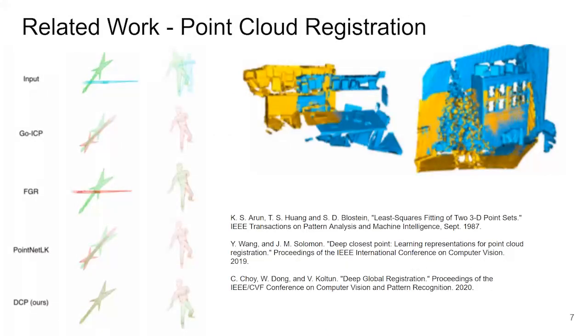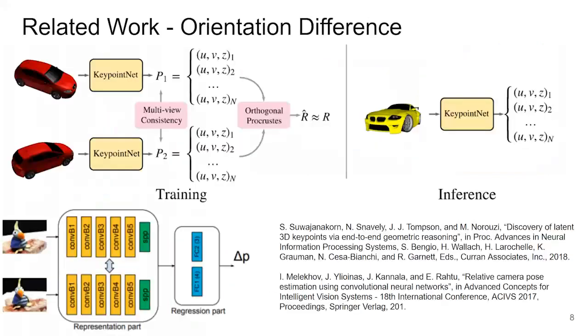Prior works in point cloud registration estimate the rotation and translation between a pair of point clouds, whereas we estimate the rotation between a pair of depth images. The most similar work is KeyPointNet, which uses 3D keypoints to estimate the orientation difference between unseen objects of unknown geometries given RGB images in two poses and knowledge of the object category. Another work estimates the relative pose between two cameras given RGB images from each.